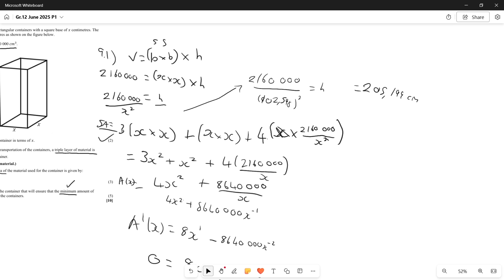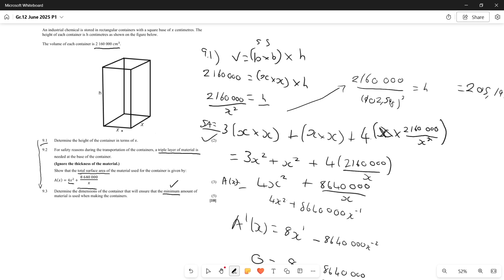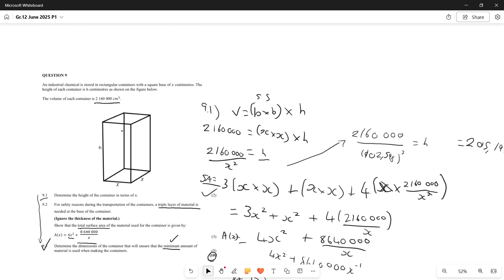205.199 centimeters. And with that, we've just earned 5 marks. We determined the dimensions, both the x and the h of the container that will ensure that the minimum amount of material is used when making the containers. And that is the final question of this June paper.